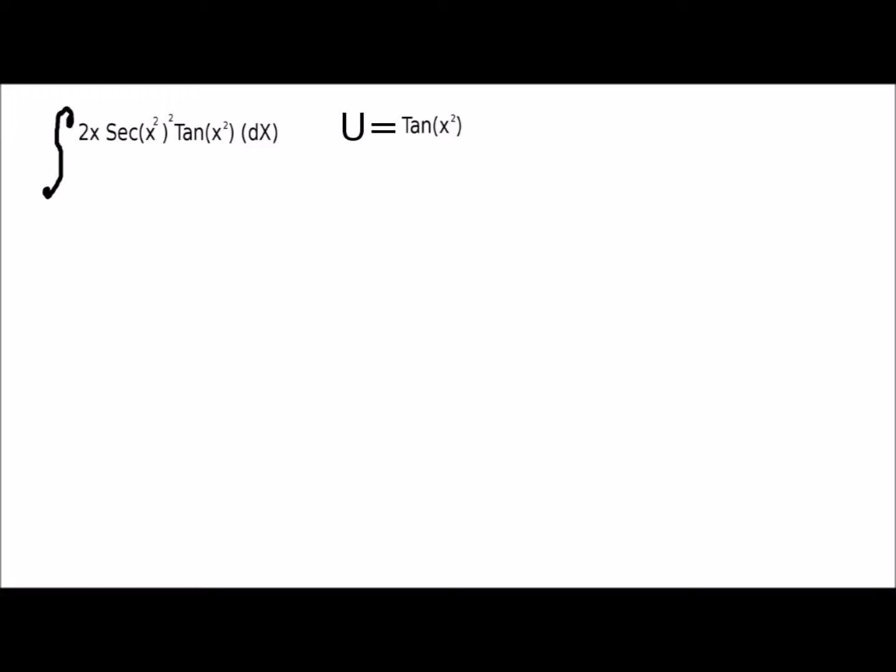Now you want to try to take the derivative of u to get du. Now we have du equals 2x secant squared of x squared. See that we have a similar part of the equation as our du. Now we'll just plug and play.